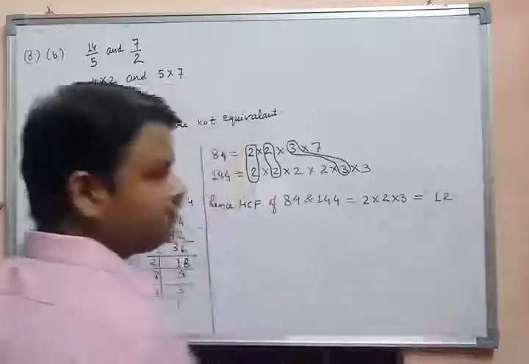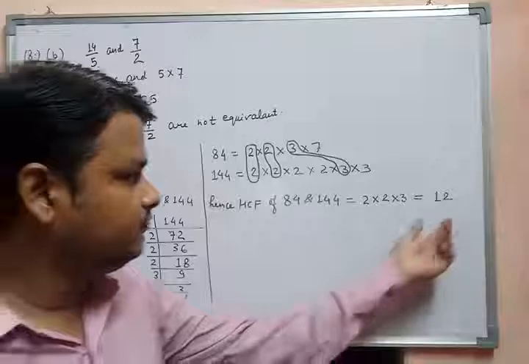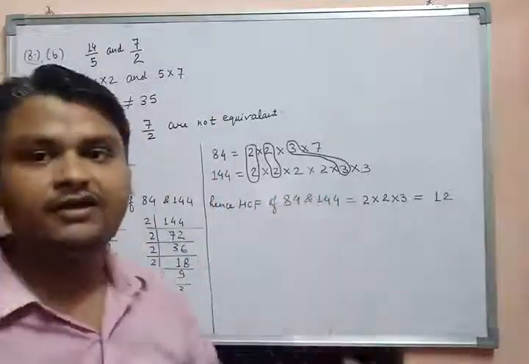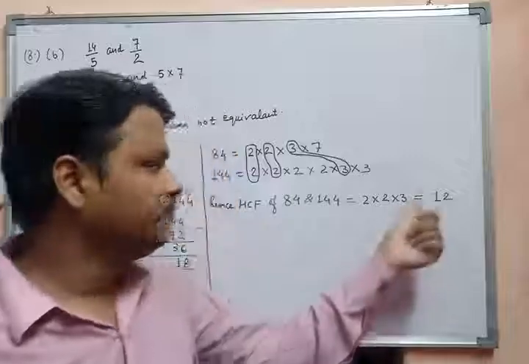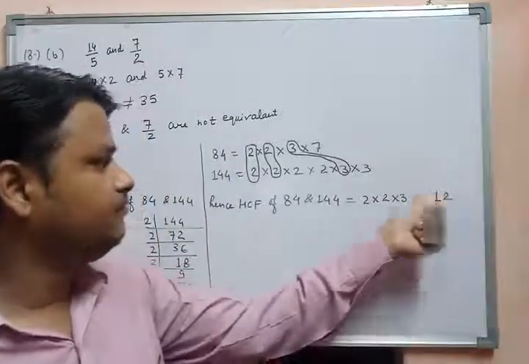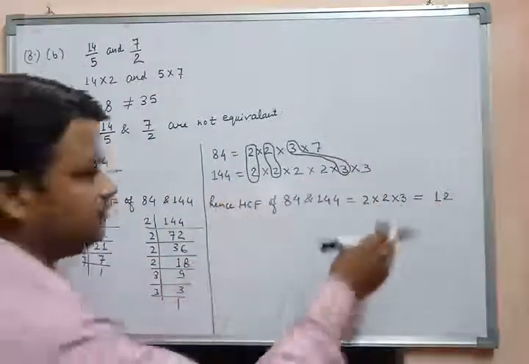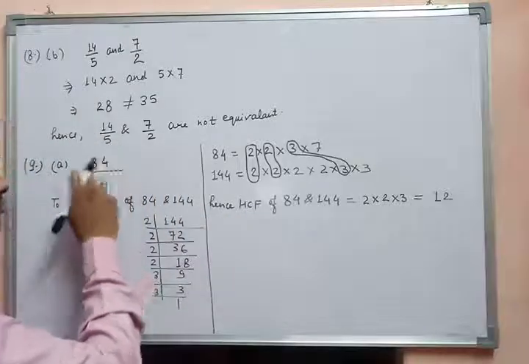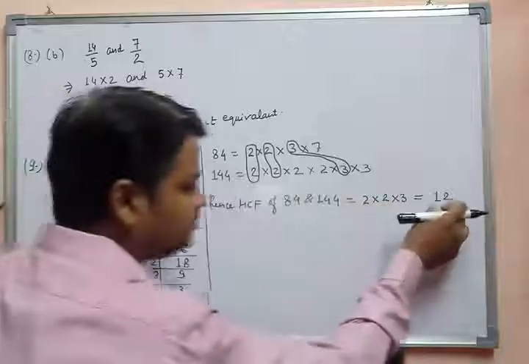Now students, we have got the HCF of both the numerator and denominator. And now the second step is you have to divide by this HCF. You have to divide this numerator and denominator by this HCF.